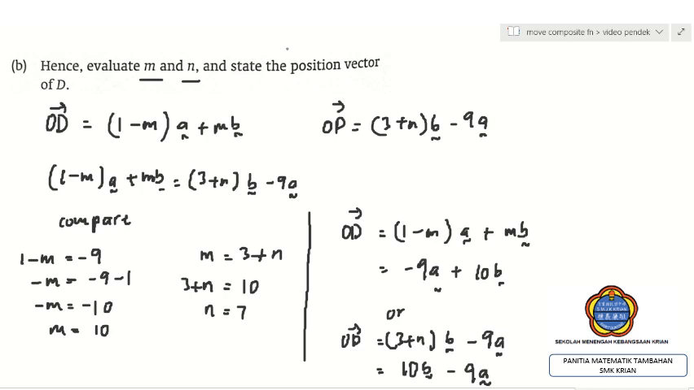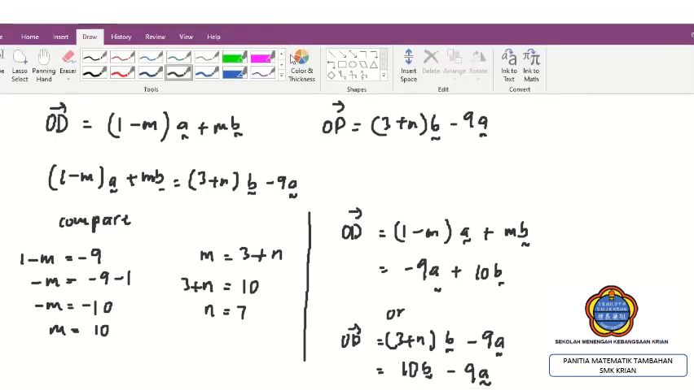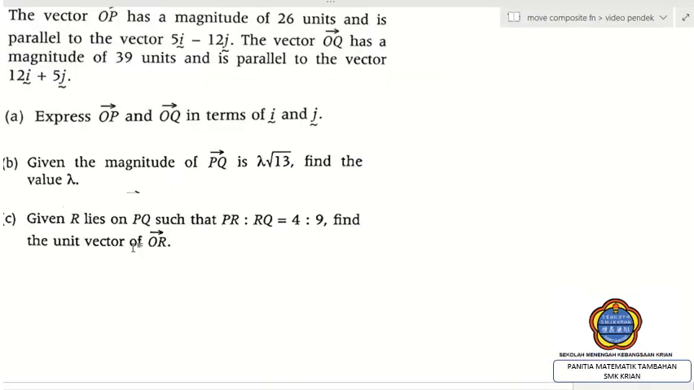Next we do the second question, which is a more challenging question in SPM format. Hello everyone. Now we want to discuss a question of vector from chapter 8, Form 4 syllabus. I chose this question for your revision in SPM format. This question consists of 10 marks: question A 3 marks, question B 3 marks, question C 4 marks.